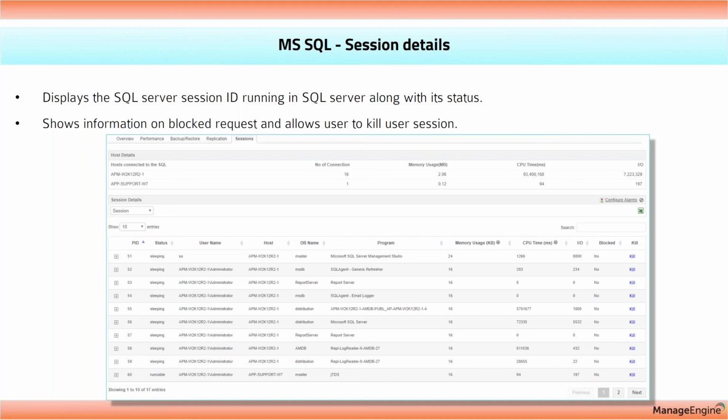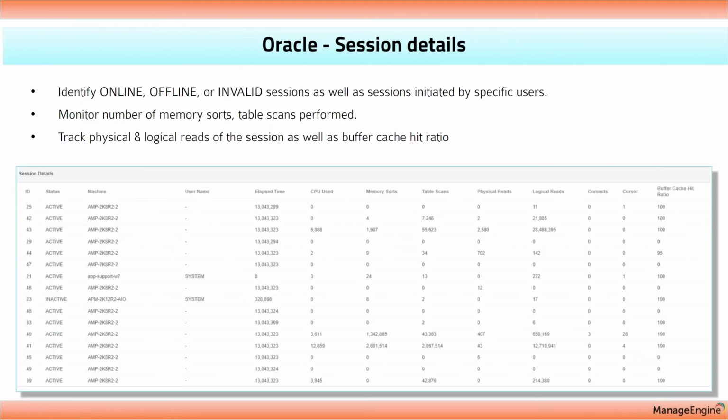Similar to MS SQL, Oracle database definitely has sessions, and you can identify the online, offline, or invalid sessions initiated by the users, and monitor the number of memory sorts and table scans performed. We can also track the physical and logical reads of the session, as well as the buffer cache ratio information. So here is some basic information about the scan.